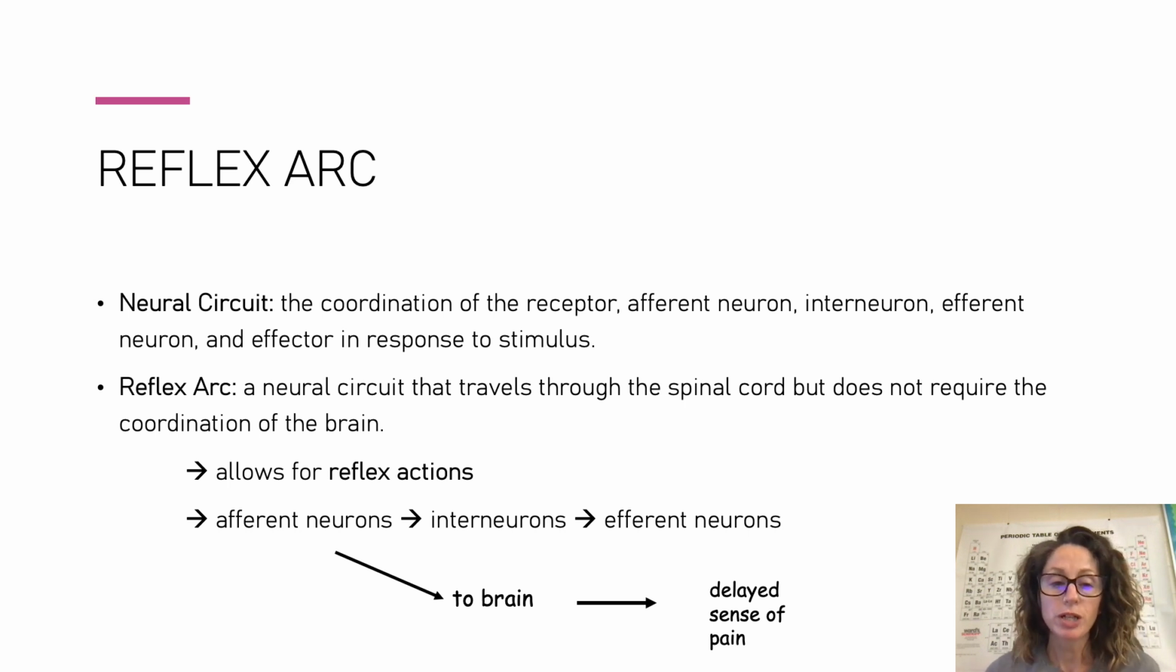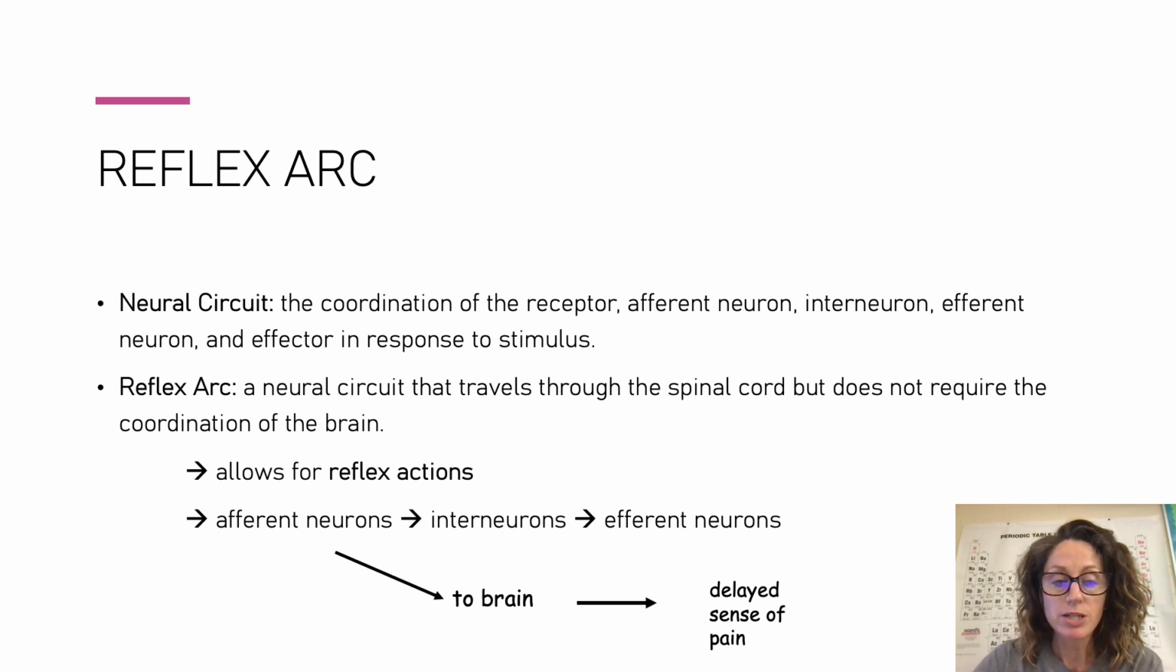So the neural circuit, like I said, is the coordination of the receptor. So again, the hand or seeing the water. The afferent neuron, which is going to be taking that information and sending it to the interneuron or neurons, which are going to then make a decision about what to do and send that information through efferent neurons and send it to the effector, which would be muscle or glands, and create a response.